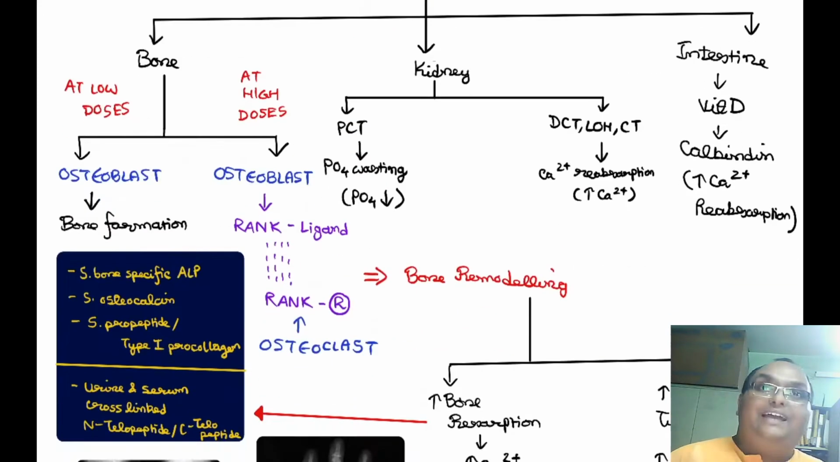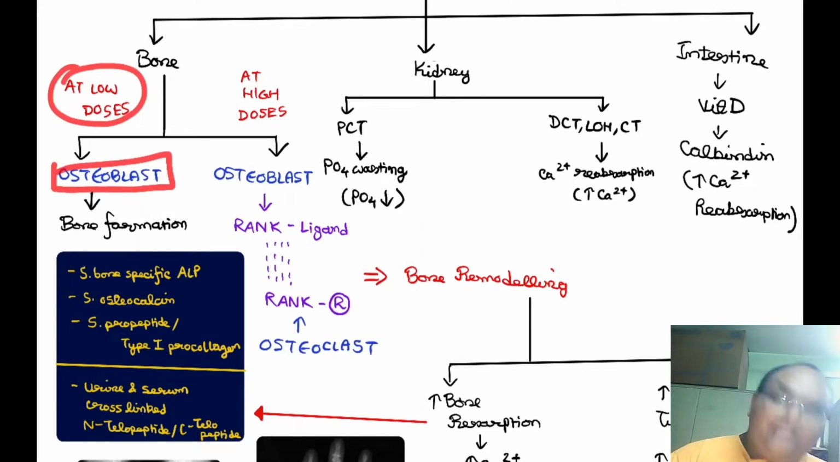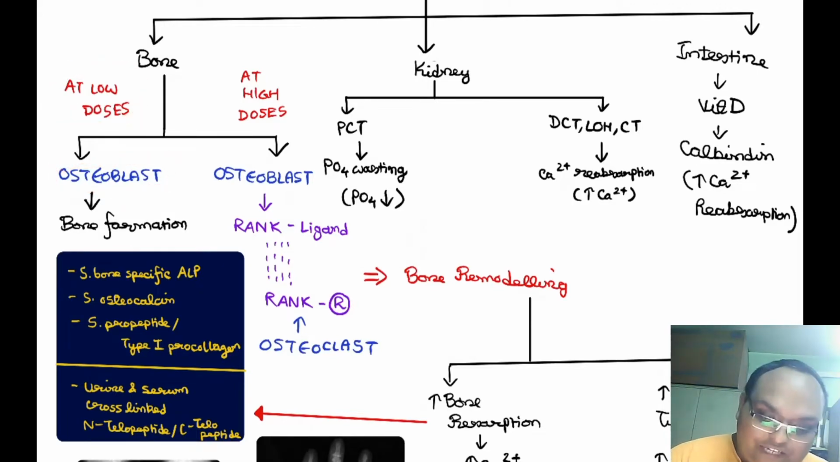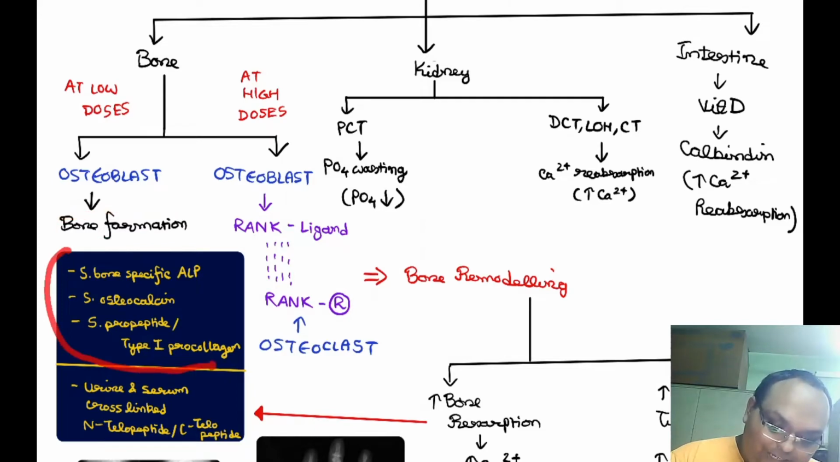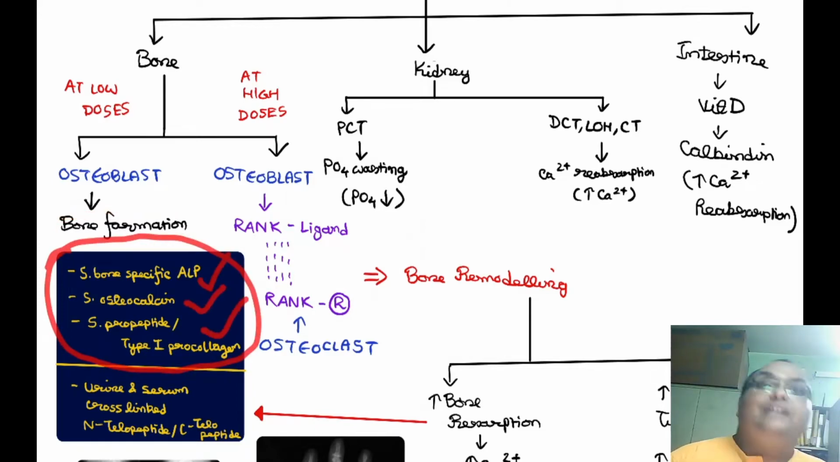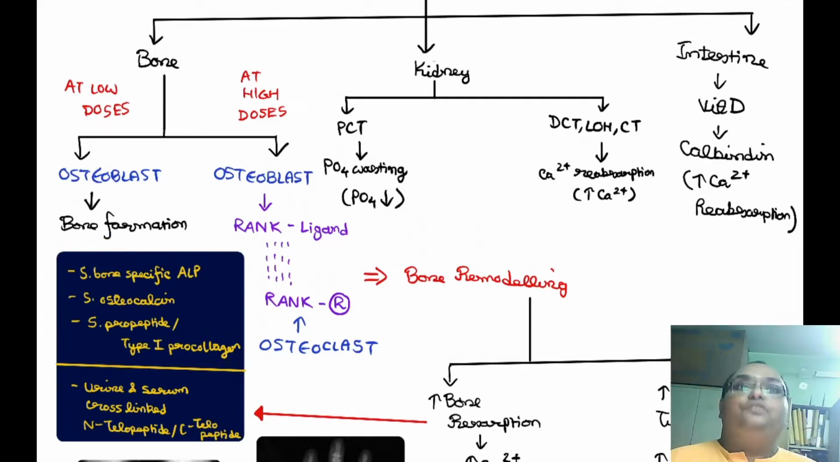In the bones, it has two different effects. At low doses, PTH has osteoblastic activity, and at high doses, PTH has osteoclastic activity. What do I mean? If you give low intermittent doses of parathormone, you'll be basically helping in bone formation, and you can detect bone formation activity by testing for these three chemicals: bone specific alkaline phosphatase, osteocalcin, and propeptide, that is type 1 procollagen.